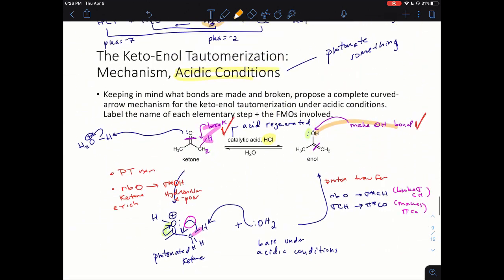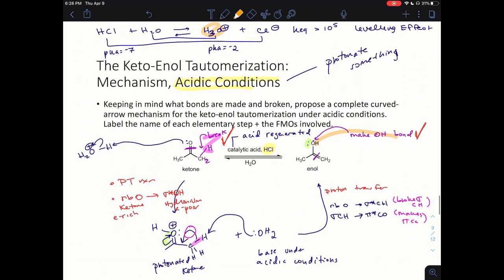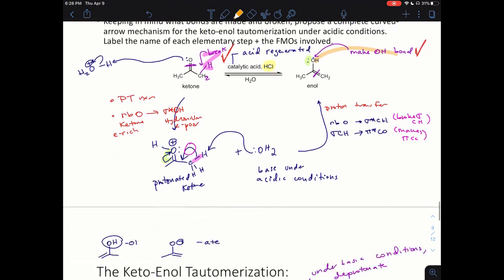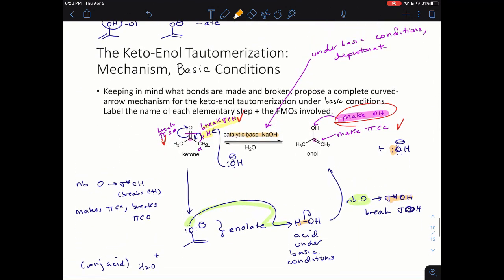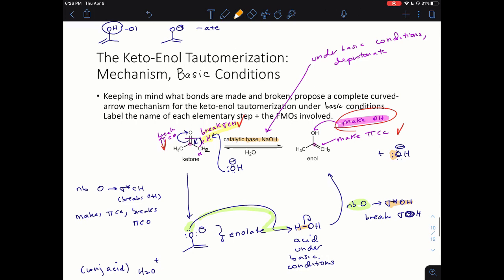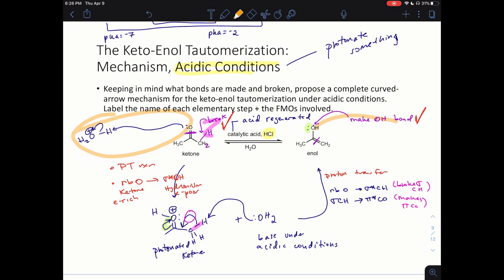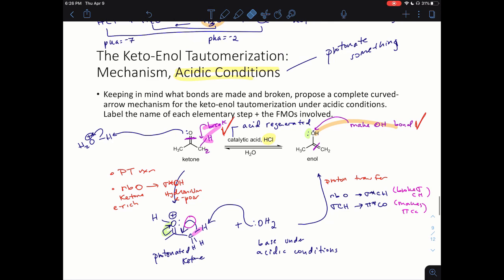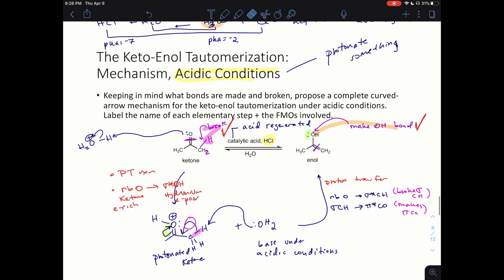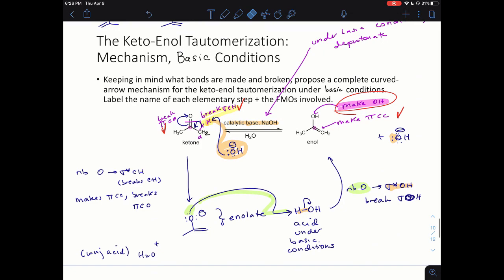Under acidic conditions, we protonated first. Under basic conditions, we deprotonate first. So in basic conditions, you use the base, you deprotonate. In acidic conditions, you use the acid, you protonate. So whenever you're proposing a mechanism, which you're going to be doing more and more of, you just stop and you think, what's your role? Oh, you're an acid? Cool. I'm going to protonate something. You're a base? I'm going to deprotonate something.